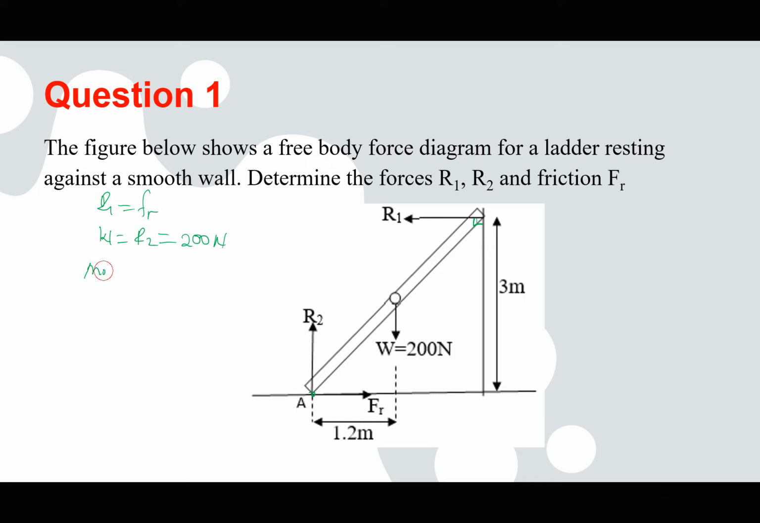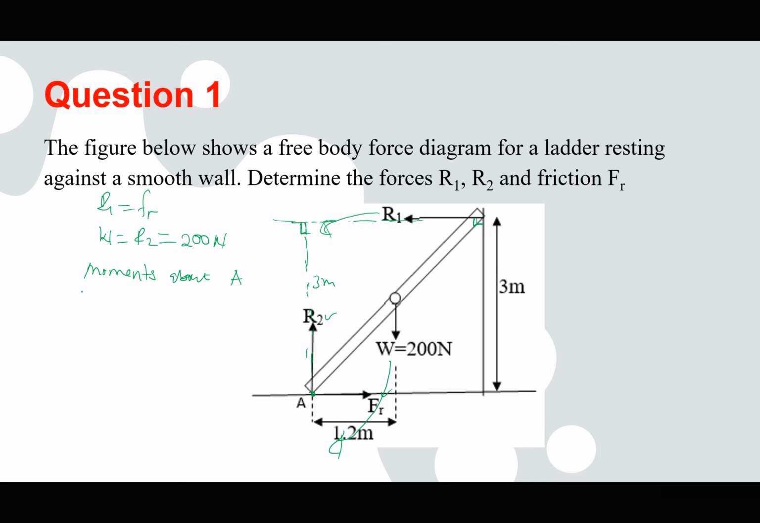So I'll say moments about A. If I take moments about A, it means R2 and FR will not have moments. W will pull the beam clockwise as R1 pulls the beam anti-clockwise. The only thing we need is the perpendicular distance of the line of action of R1 from A. So this is the perpendicular distance, the length of the line from the line of action, which makes 90 degrees if drawn from point A, which is 3 meters. So this distance here is 3 meters from point A.